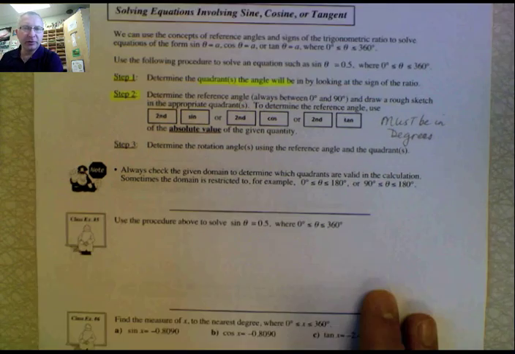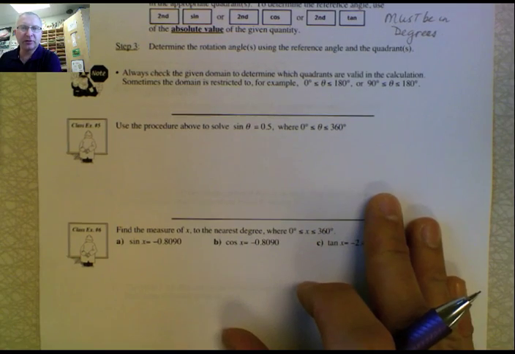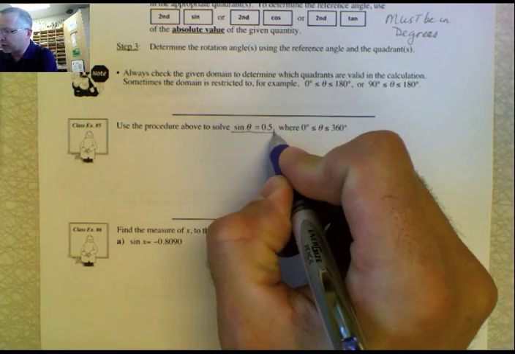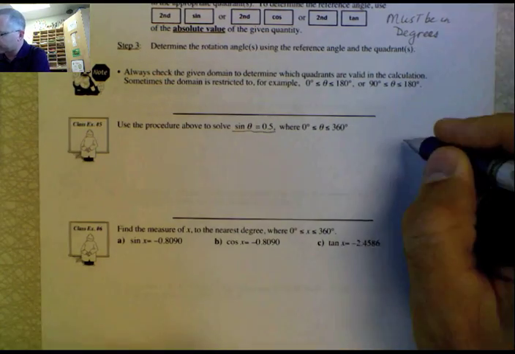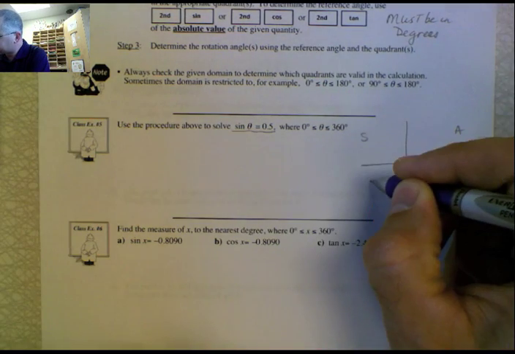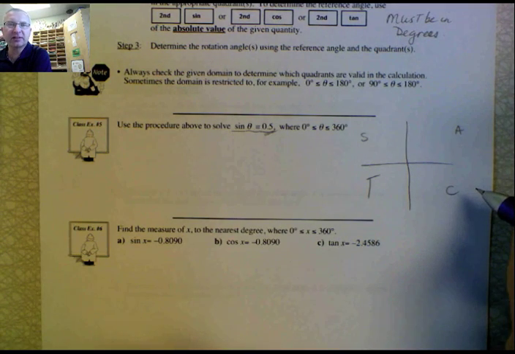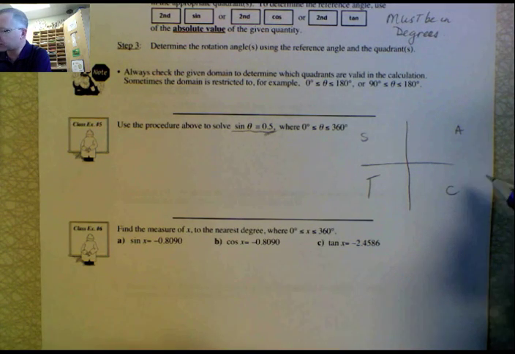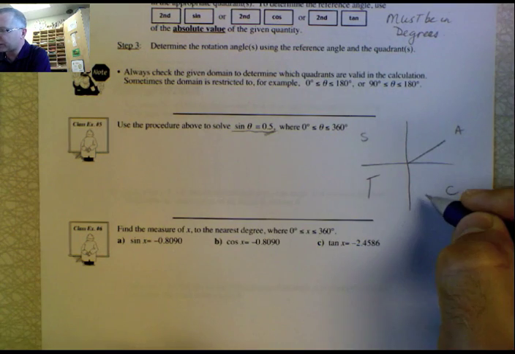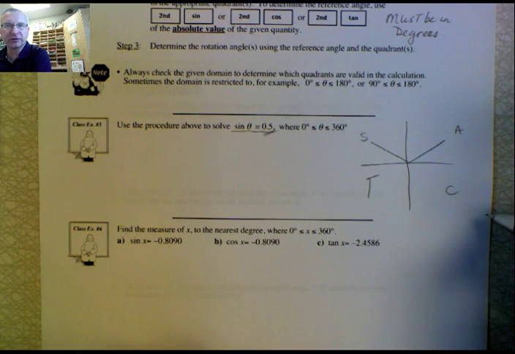So what we're going to do is we're actually going to use these steps to help us solve some equations here. If we look at the first equation, it says we're dealing with sine. So I'm going to look at cast rule. And if we look at the decimal value, it's positive. So it's saying we're working in the quadrants where sine is positive. Well, everything's positive in quadrant 1, and sine's positive in quadrant 2.